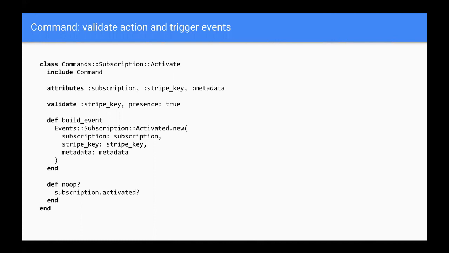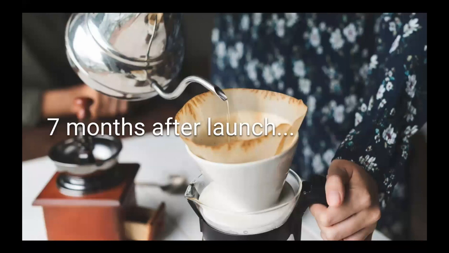So in this command, we define a few attributes. You take a subscription, a Stripe key, some metadata. We validate that the Stripe key is present, and we build the event. And there is this no-op, which is basically: don't create an event if the subscription is already activated. And you can get that when you have duplicate webhooks, or when... I will just get to that in a second. Okay, I will get to the more complex part of the commands at some point.